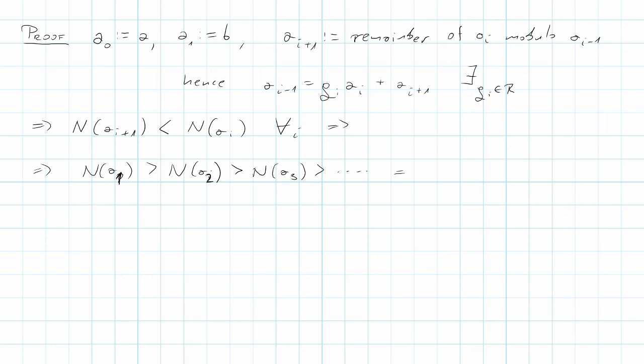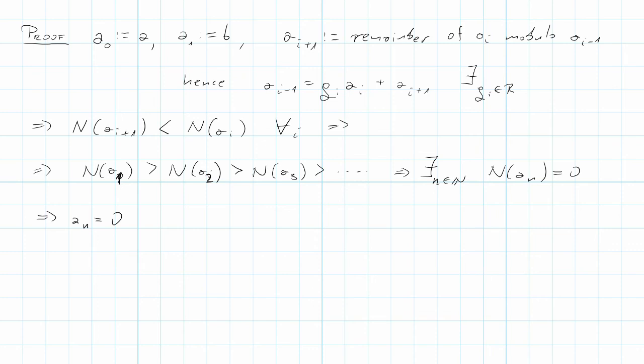So there is, of course, some index n such that the norm of A_n equals 0, and this we know because this is equivalent to saying that the Euclidean algorithm stops at a certain place. This is just the way of showing that the Euclidean algorithm stops. But this means that A_n is 0 by the definition of a norm. So A_n is 0.